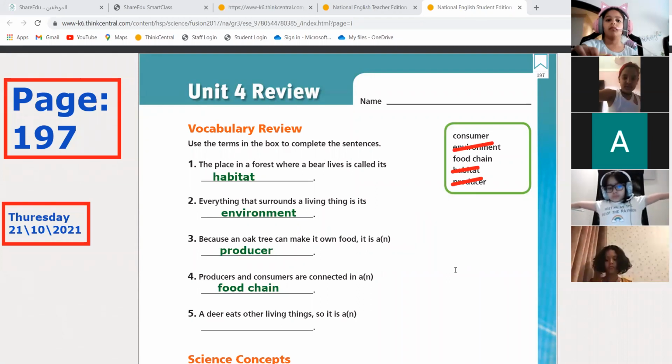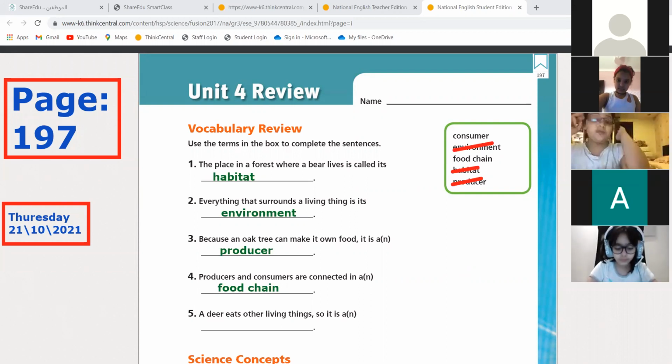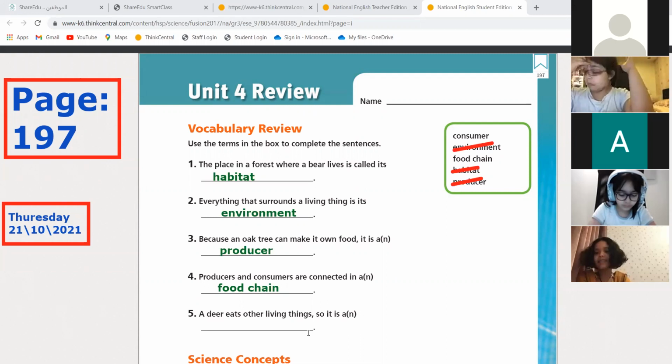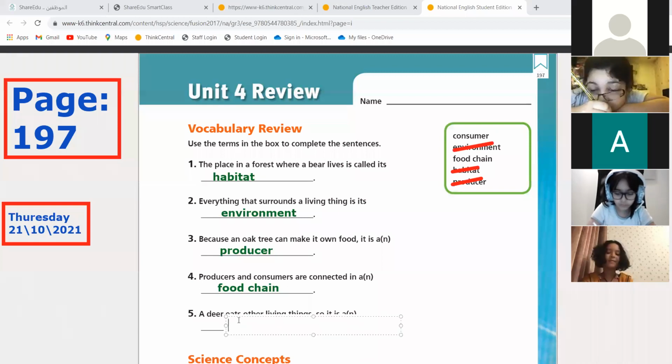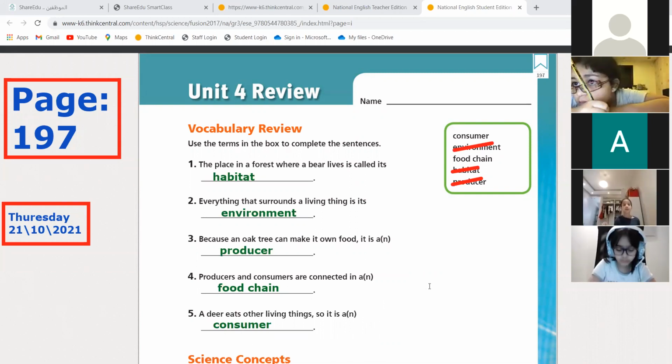What about number 5, girls? Let's see number 5. Sadine, can you do number 5? A deer eats other living things, so it's a consumer. Yes, because any living thing that eats other living things, we call it a consumer. Excellent. Number 6, I already did it.